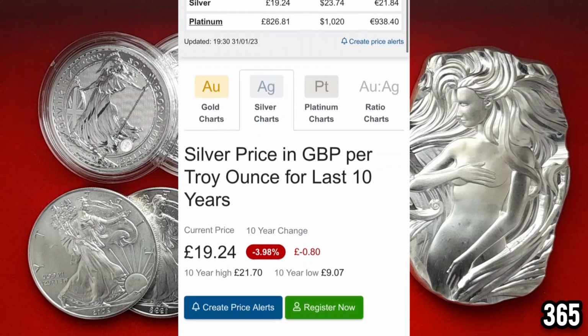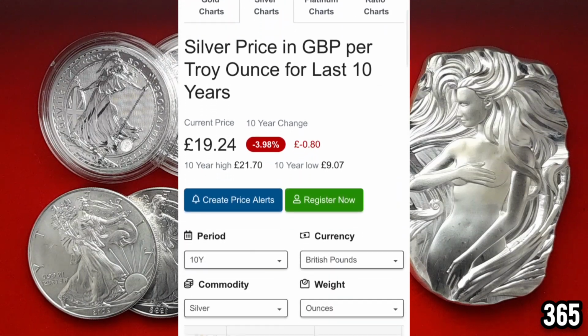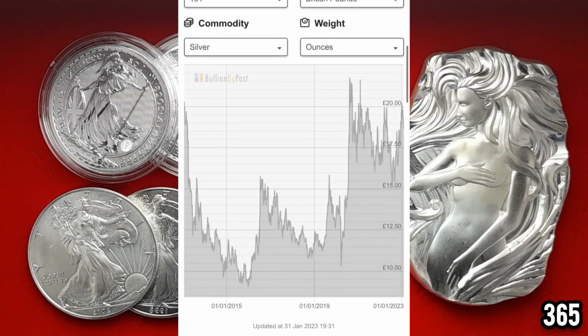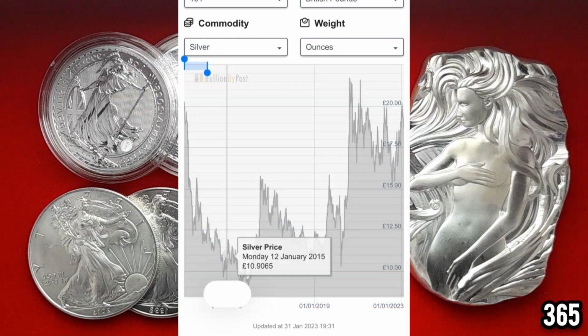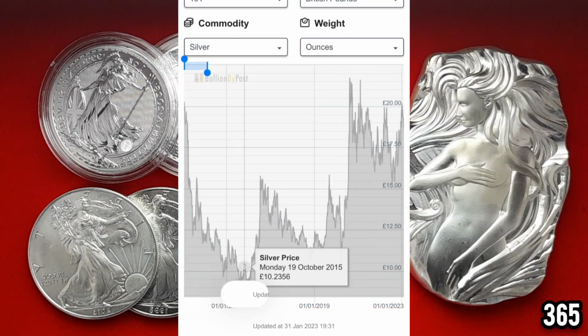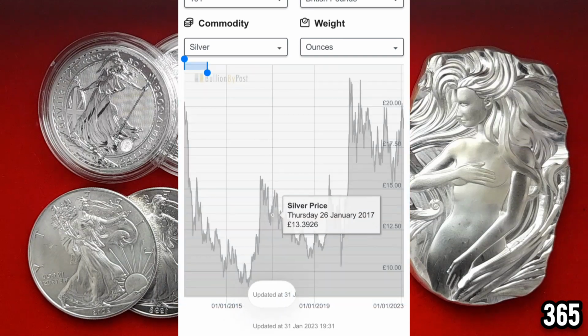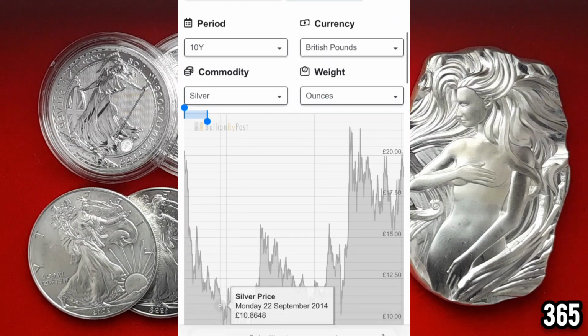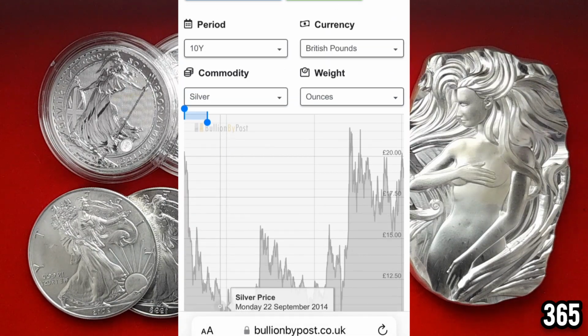So you can see I've done a 10-year period. It's on British pounds currency, silver and ounces. And if you scroll down, you've got a nice graph there. You can also click on the graph and you can scroll along and look by particular days, how much the spot price was on any particular day. And then you can get an idea of the rough trend long term. So it's really, really interesting to look at.